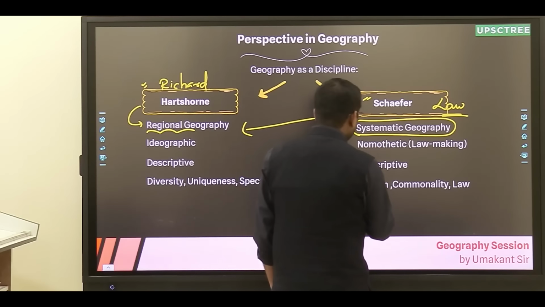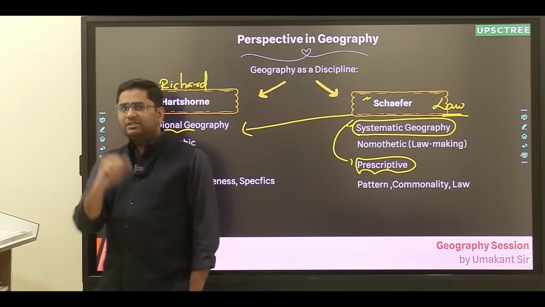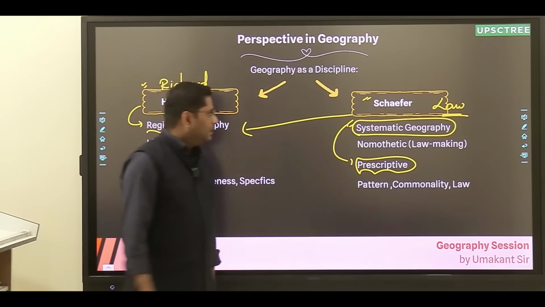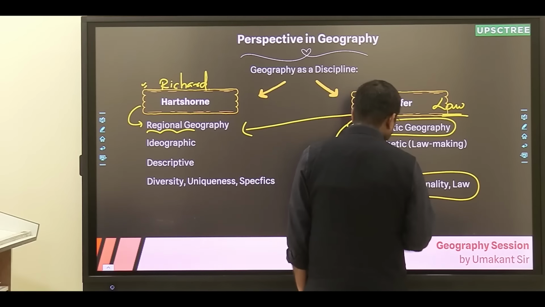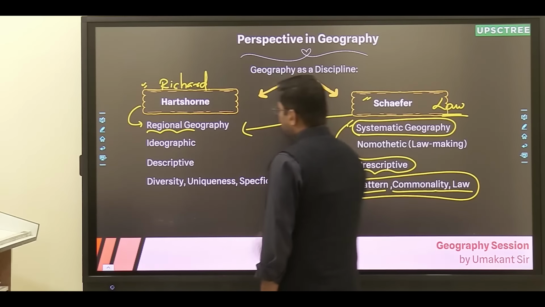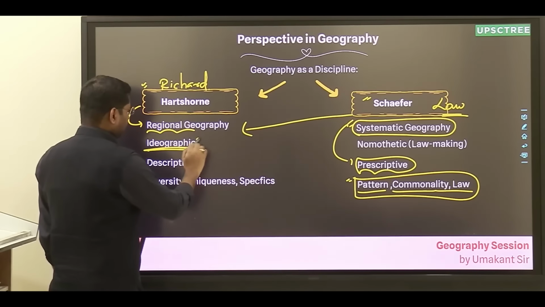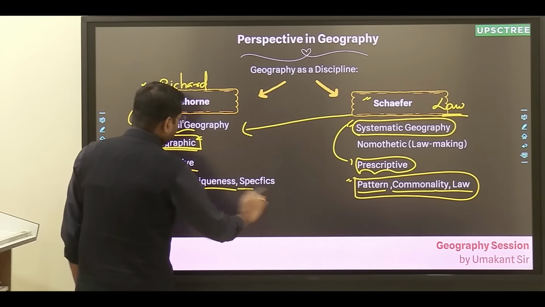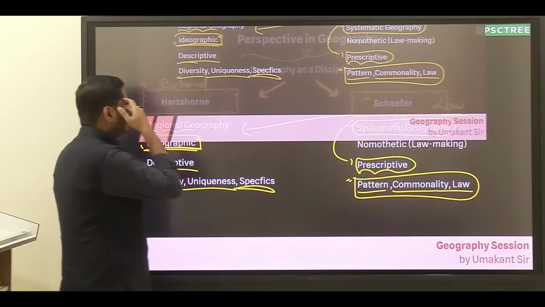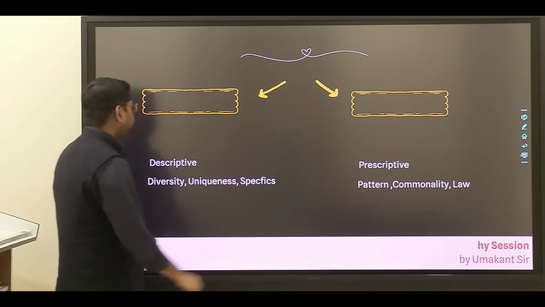And geography should be prescriptive. When you make a law, obviously it is prescriptive. You are prescribing something, right? And what is the focus geographers should be worried about? They should find out pattern, commonality, and make law. Whereas Hartshorne, he will talk about what? He is an advocate of regional geography, where geography is nothing but idiographic geography, which is essentially descriptive. The focus is diversity, finding the uniqueness and the specifics of a region. Okay? This is the major difference. And this is known as the Hartshorne-Schaefer debate.